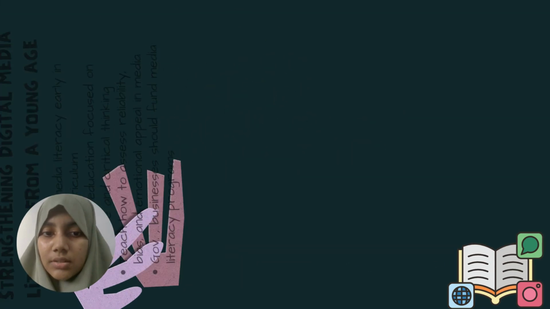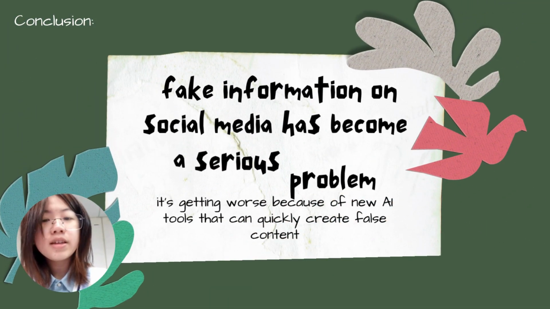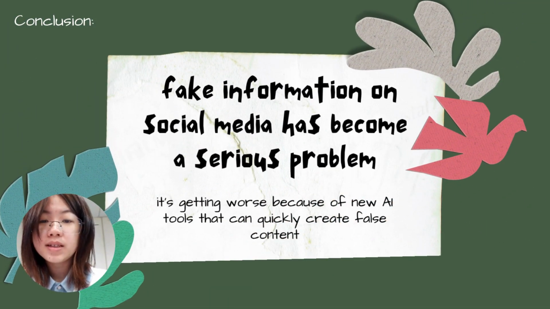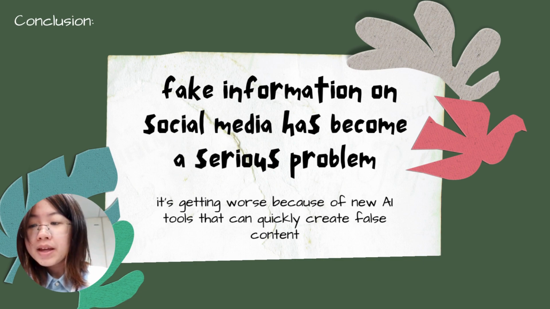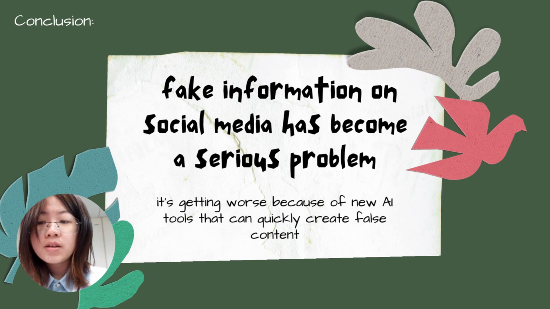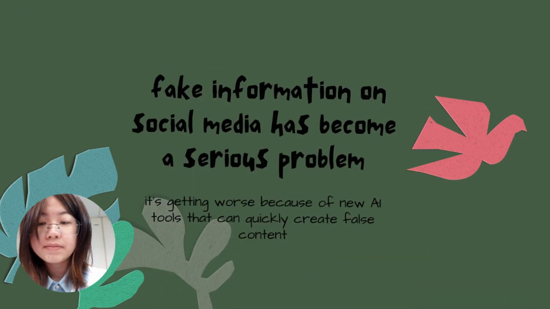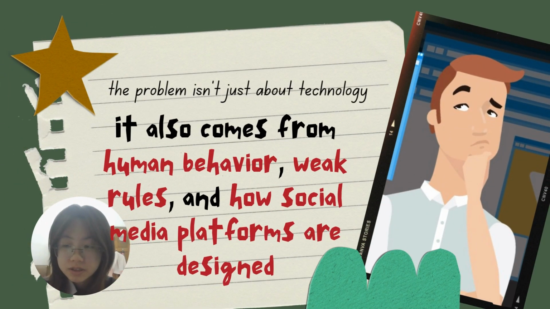So, in summary, fake information on social media has become a serious problem and it's getting worse because of new AI tools that can quickly create false content. This makes it harder for people to know what is true, lowers their trust in online information, and weakens people's ability to think critically. As this report shows, the problem isn't just about technology. It also comes from human behavior, weak rules, and how social media platforms are designed.